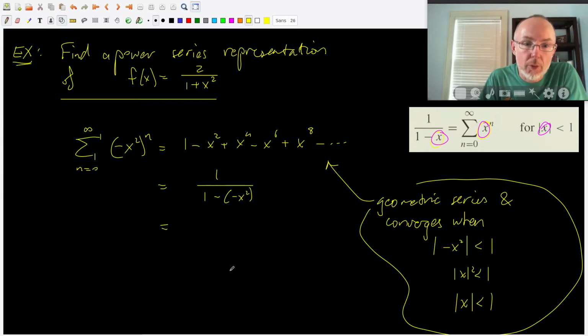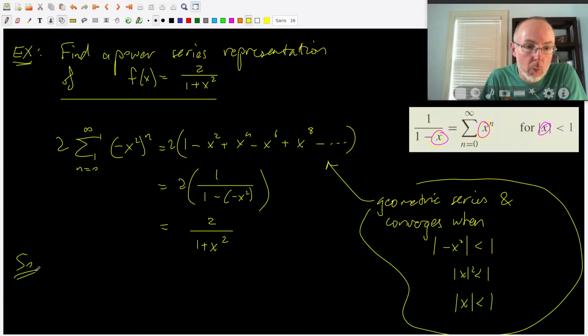And that's almost the function we want. Now notice that the function I actually want is 2 over 1 plus x squared. So I'm going to go through and double everything. Double that will give me 2, doubling that will give me 2, doubling that then simplifies to what I wanted in the end, which is 2 over 1 plus x squared.